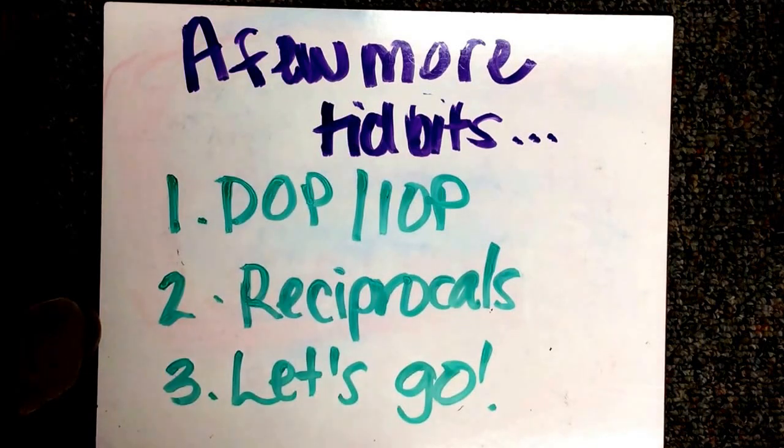There are just a few more little things that we need to talk about. One is direct and indirect object pronouns. The second is reciprocals, and the third is let's go. So now let's talk about adding direct or indirect object pronouns to our commands. It's pretty similar to what we've learned before. However, this time we have amos or emos at the end of it.